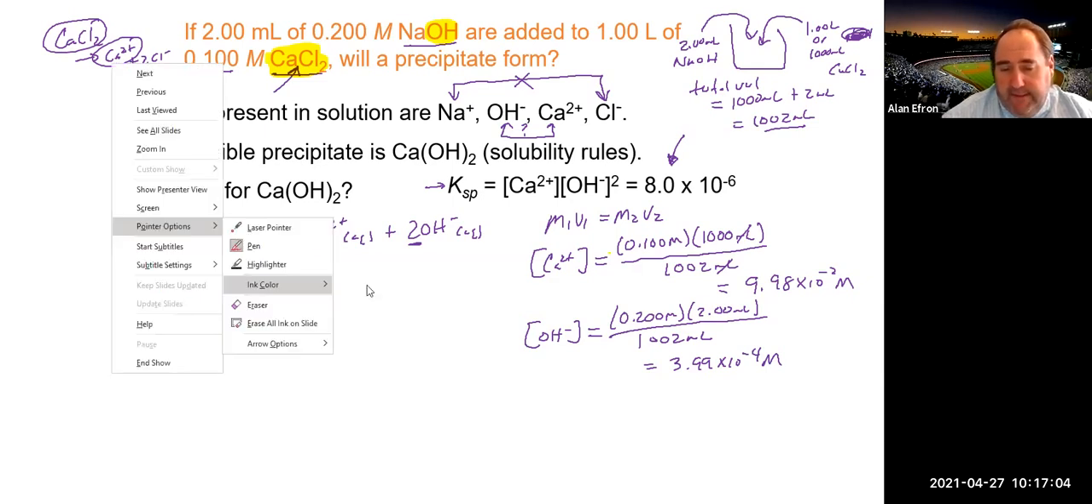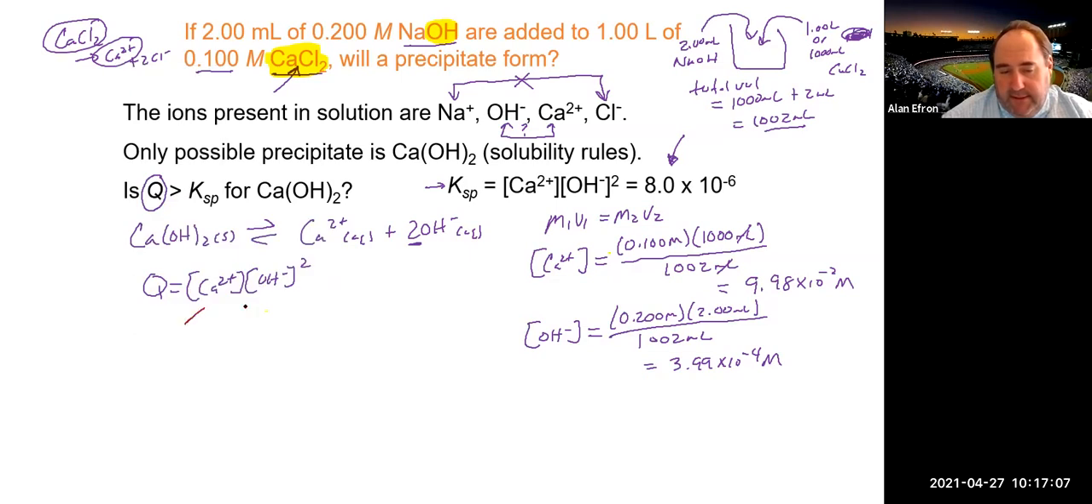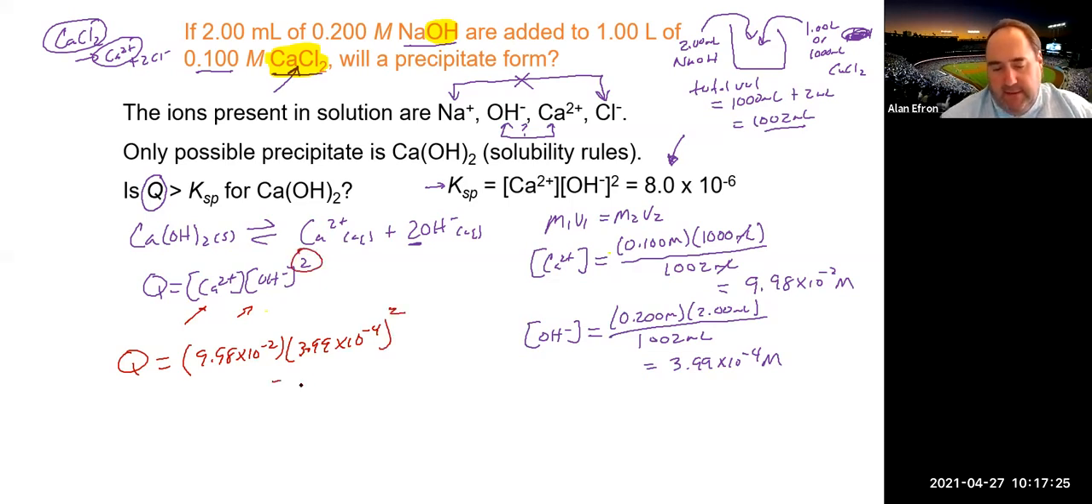At this point, what's left is we just need to put it into our expression here. Putting those numbers in gives us a Q value that is 9.98 times 10 to the minus 2 times 3.99 times 10 to the minus 4. Again, don't forget, we need to square it. If we do that, going to get us a Q value of 1.6 times 10 to the minus 8. Any questions on that point? Our calculation there.